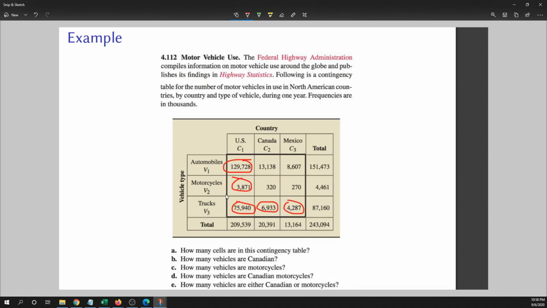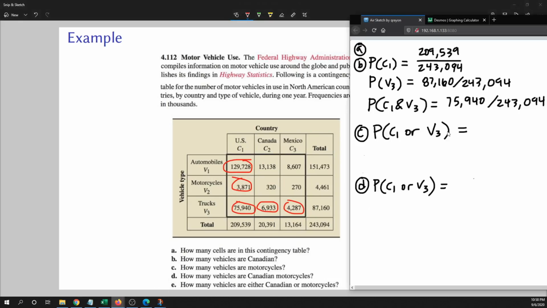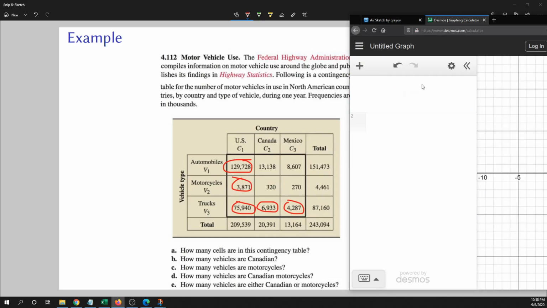So one way that we could calculate the probability of C1 or V3 is to just add all of these numbers up and see what we get. When we do that, we get 129,728 plus 3,871 plus 75,940 plus 6,933 plus 4,287.